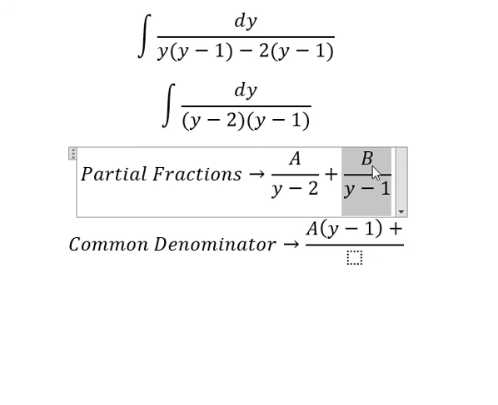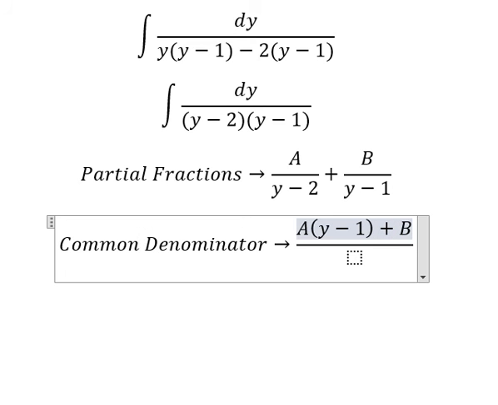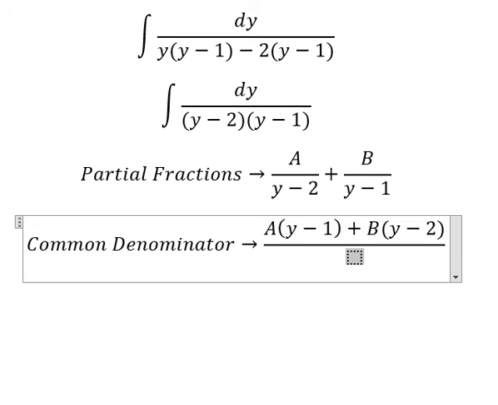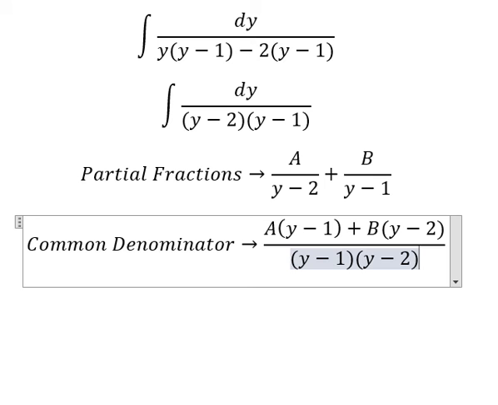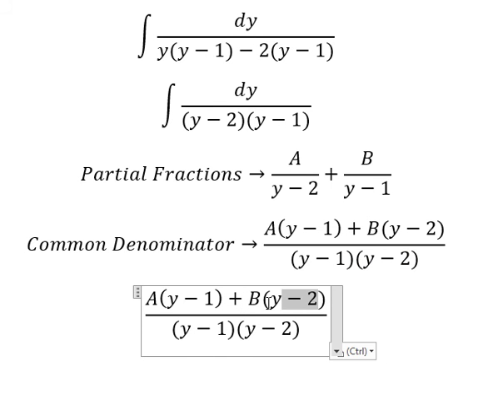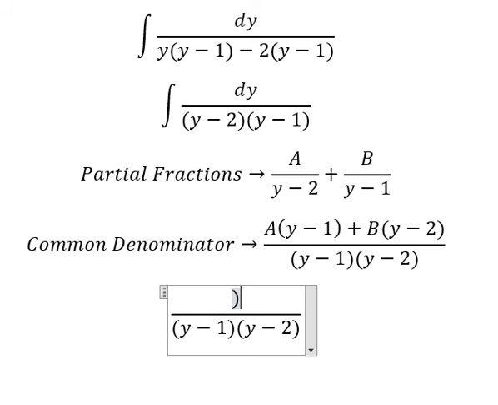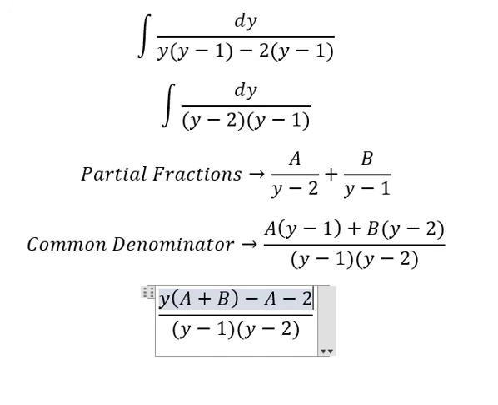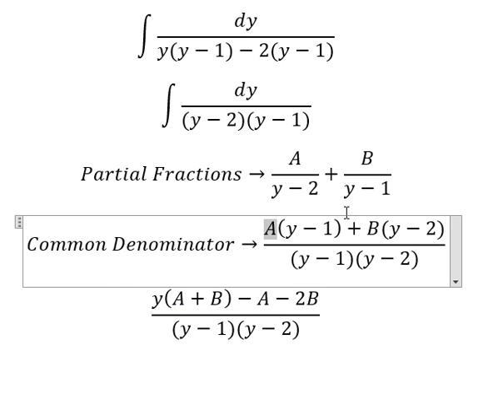About this one, it is missing y minus 2, so capital B multiplied by y minus 2. Next, we need to arrange based on the terms of y. About y, we have A and B. About the numbers, we have negative A, negative 2B. So we have capital A multiplied by negative 1 and capital B multiplied by negative 2.